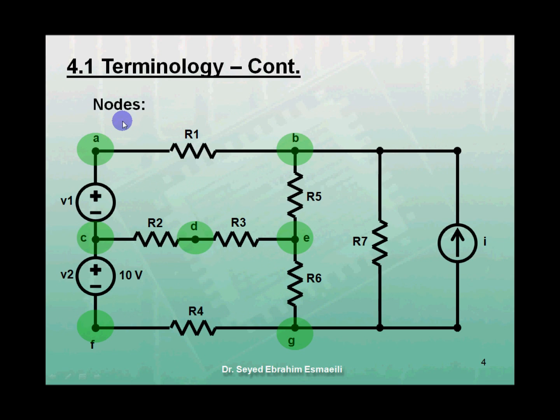We will illustrate each of the previous terms using this figure. On this figure, we can identify 7 nodes, which are points where two or more circuit elements connect. These nodes are node A, node B, node C, node D, node E, node F, and node G.